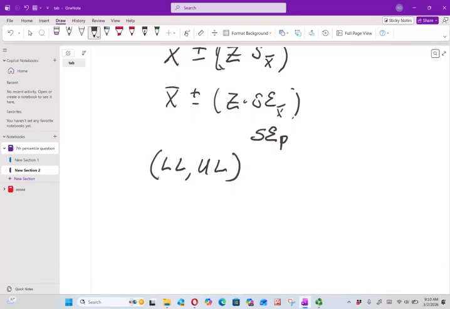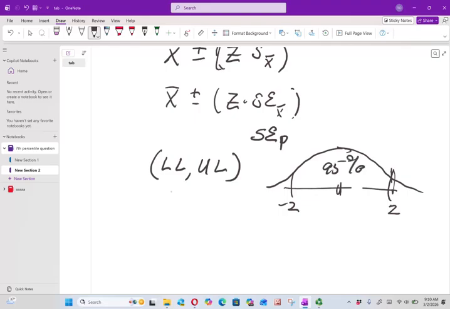If we do the 95% confidence interval, we go 2 standard errors up, 2 down. 2 down makes the lower limit, 2 up makes the upper limit. These are always symmetric because they come out of a normal distribution, and we're just doing the plus and minus 2 standard errors. So that would make a 95% bet. So whatever value is in the lower limit, that's here, and the upper limit is there.